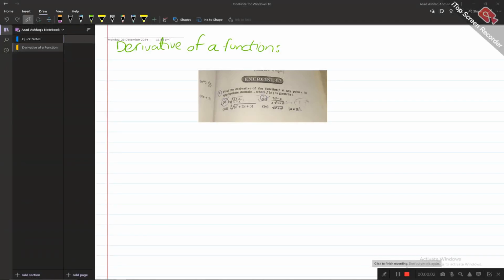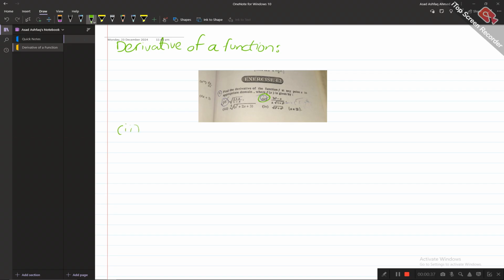So today we are going to discuss how we take the derivative of any function that depends upon x. What is meant by depends upon x? Let's suppose in part number 2 of this question, we have to find the derivative of a function f at any point x in the appropriate domain, where f of x is given as.